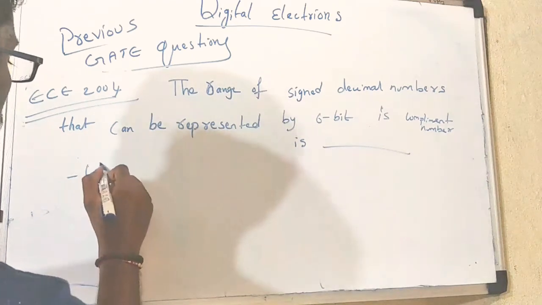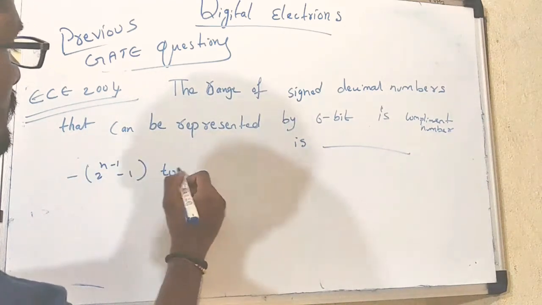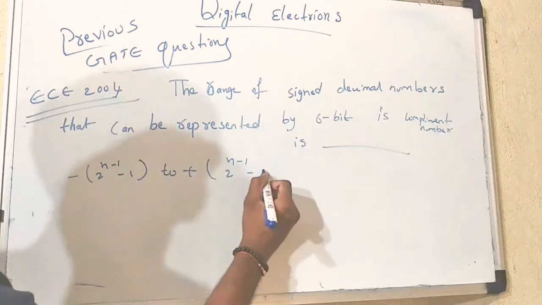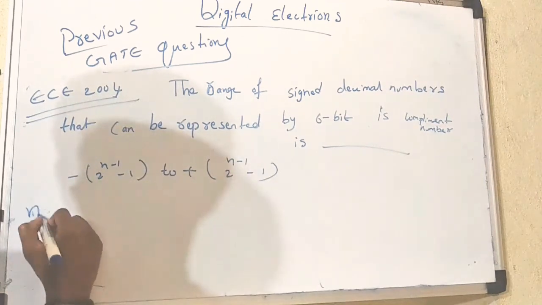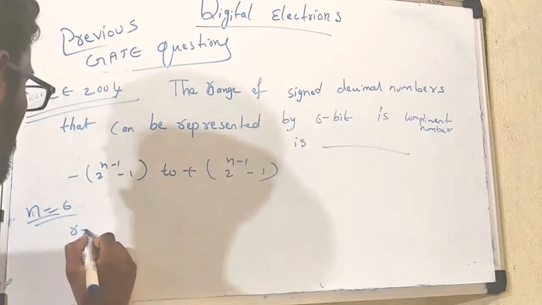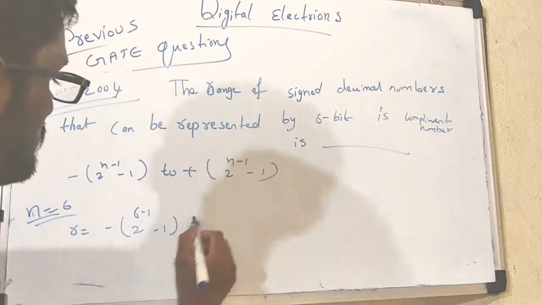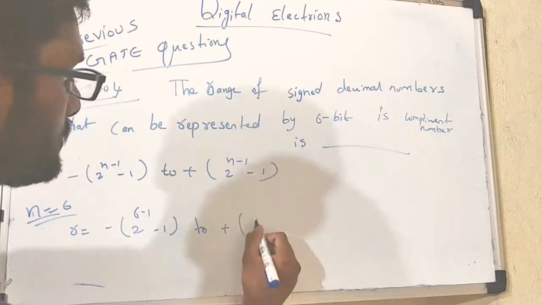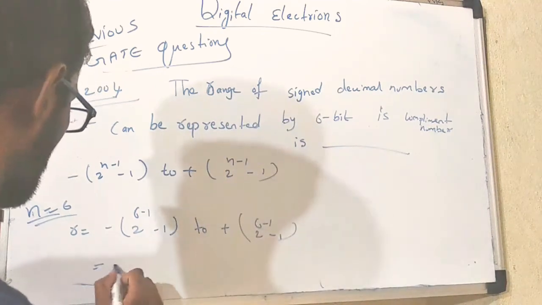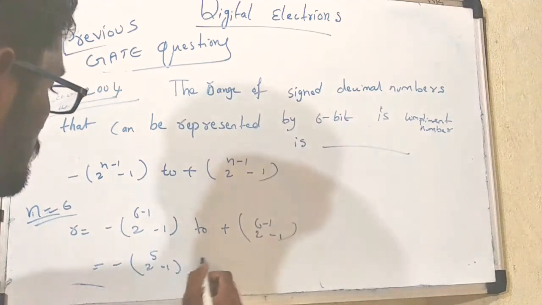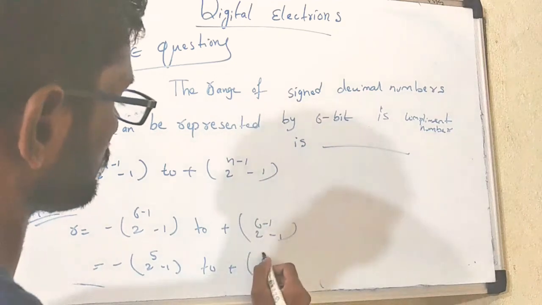The range is from -2^(n-1) to +2^(n-1) - 1. For 6-bit, n equals 6. So the range equals -2^(6-1) to +2^(6-1) - 1, which equals -2^5 to +2^5 - 1.